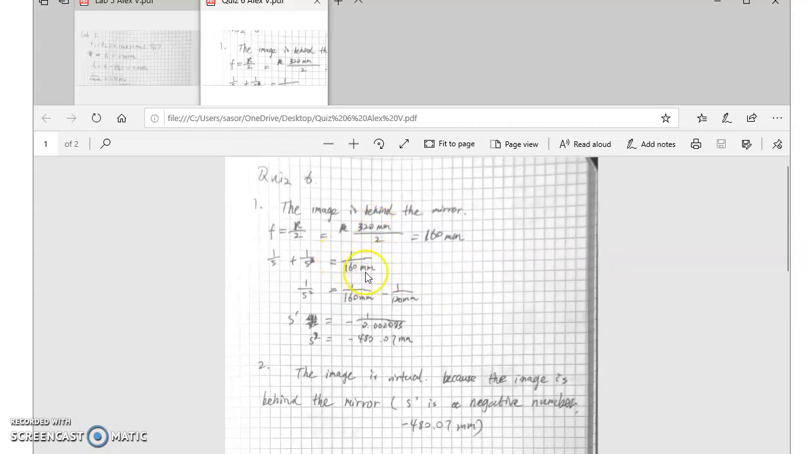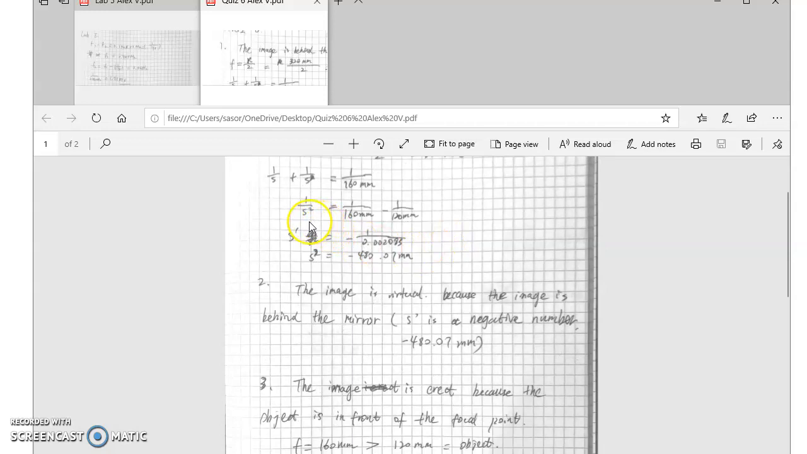It's equal to 1 over f, and f is 160. We can simply manipulate this equation to find s prime. I skipped a step here, but I did it on my calculator. It's equal to negative 480 millimeters, 0.7 to be exact. The negative sign tells us that the image is behind the mirror.